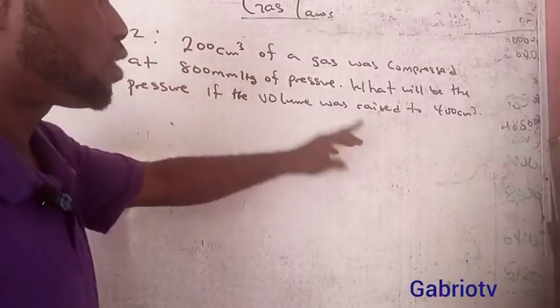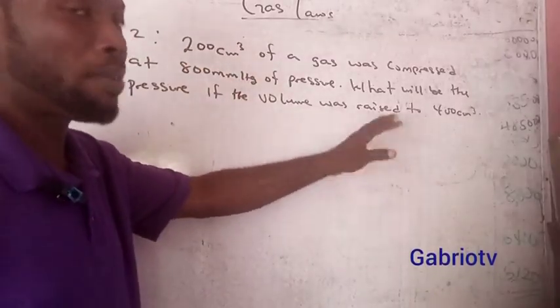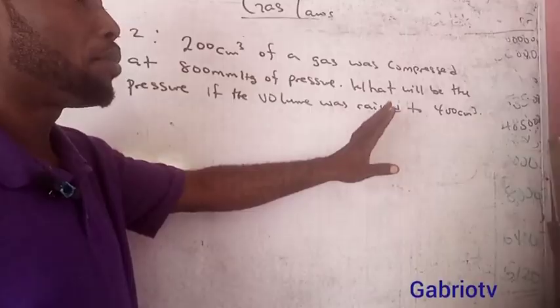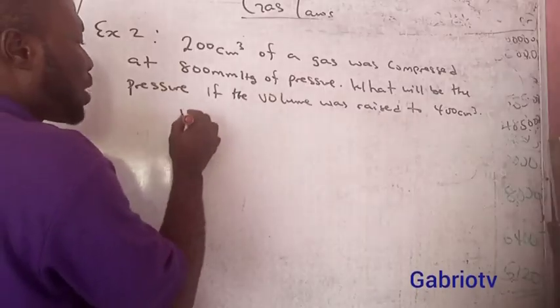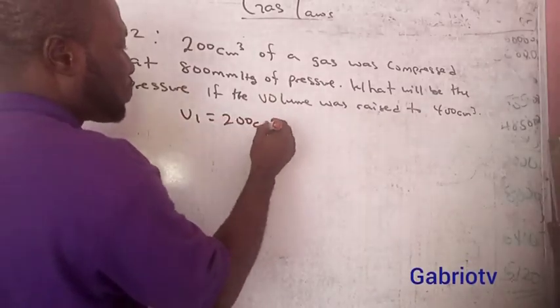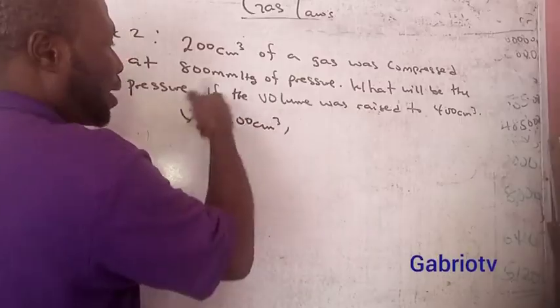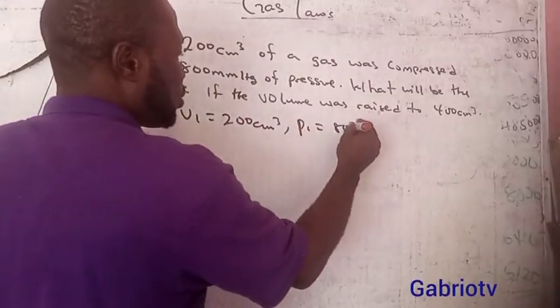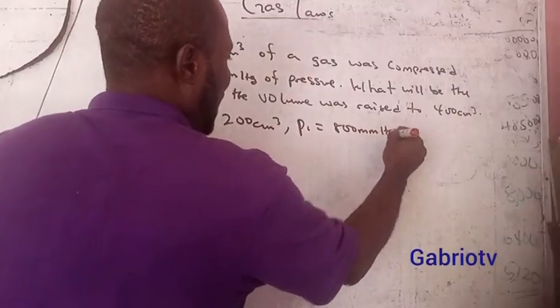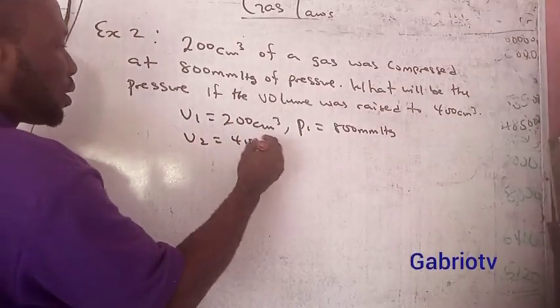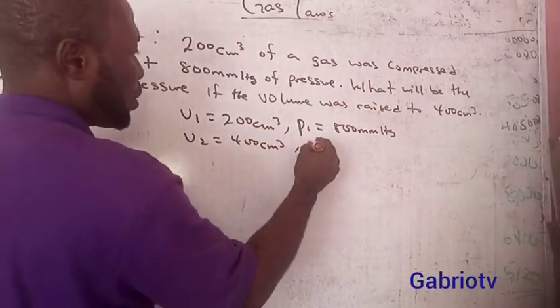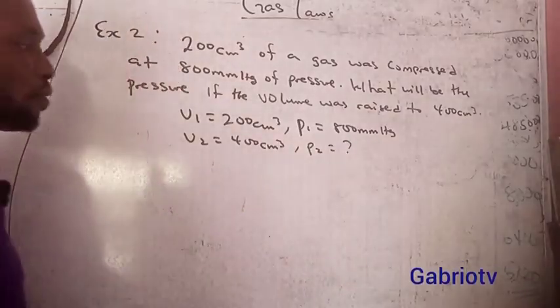You can see this, 200 cm3 of a gas, it did not put at constant temperature or anything. Normally it's supposed to be at constant temperature, but in a standard question you see. So what do you do? You just write out the parameters. You have V1 equals 200 cm3. Then P1 equals 800 mmHg. Then what we have next is V2 equals 400 cm3. Then what is P2? P2 is what we are looking for.